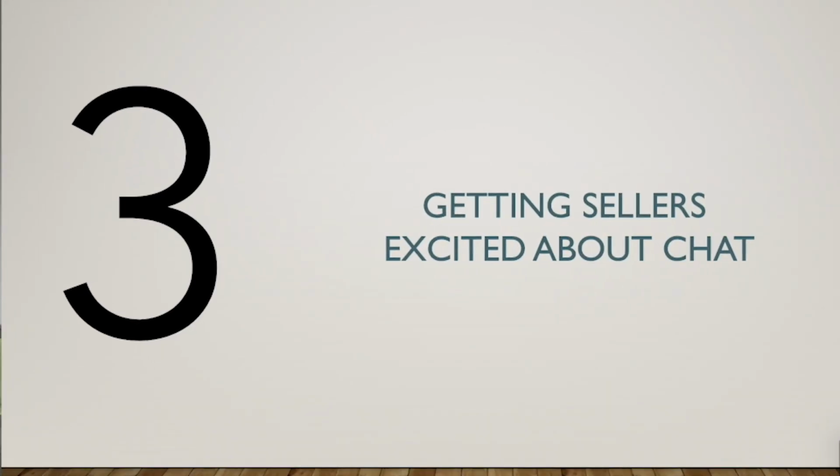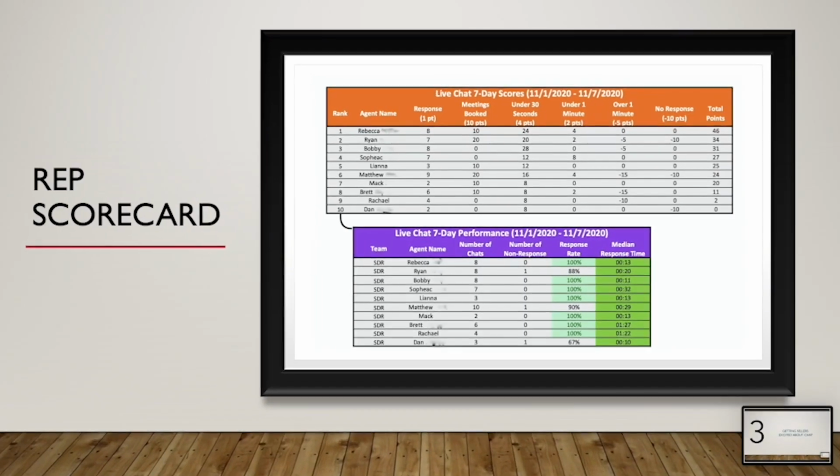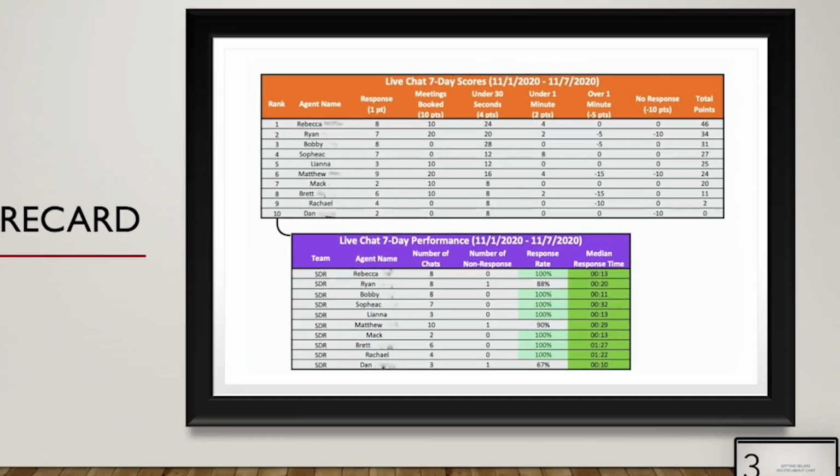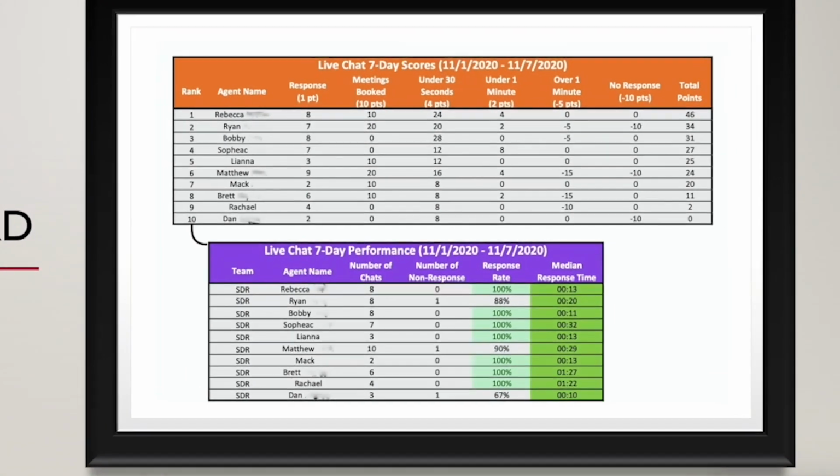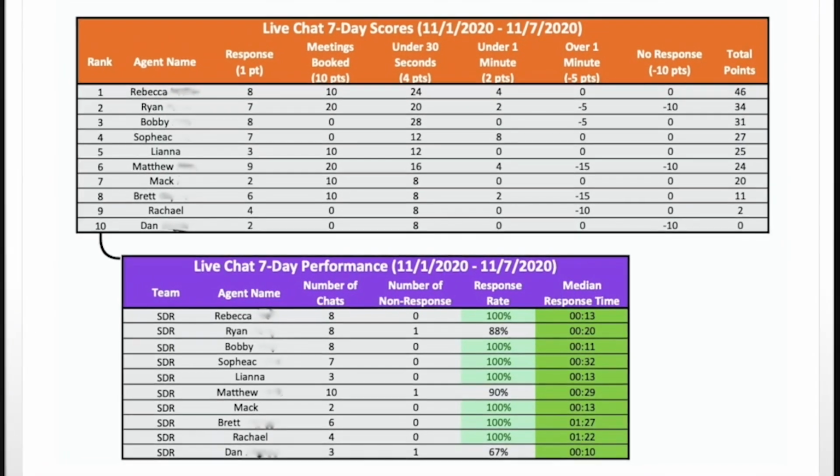Third, getting sellers excited about chat. Getting sellers excited about chat is probably the hardest part of this puzzle, but I think it's the one with the most impact. So to dive a bit deeper into the rep scorecard here, this helped in holding reps accountable for their response time. We essentially ranked the SDRs based off of their response time, response rate, and how many meetings that they booked that week. I sent this out on Monday morning and it became kind of a competition between the reps. No one wanted to be last, and it took our response rate from around 5 minutes to under 30 seconds.